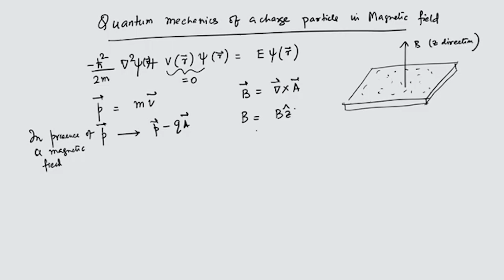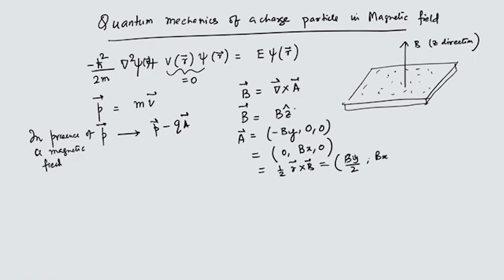All right. So B is equal to Bz cap. In that case, A can be equal to minus By, that is the x component, 0, 0. It can also be 0, Bx, 0, and it can also be half R cross B, and this is for a constant magnetic field. So this is equal to By by 2, or minus Bx by 2, and 0. Okay. So these are B into Y and B into X.